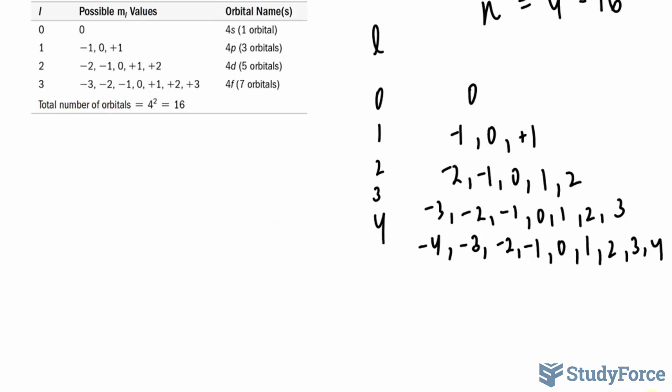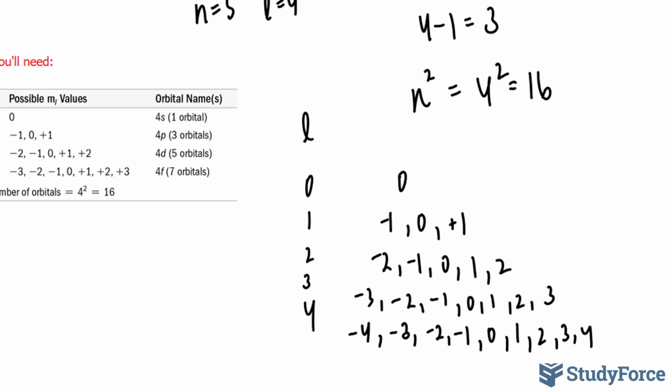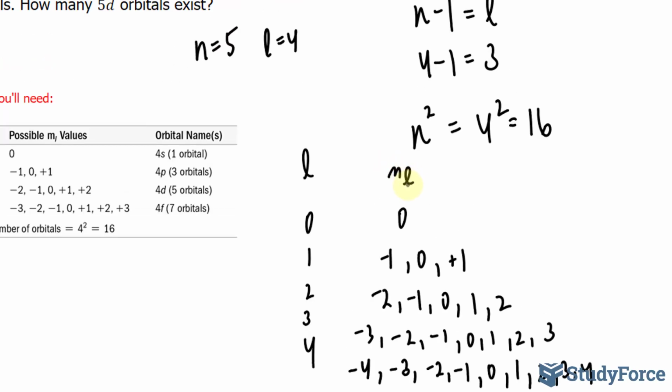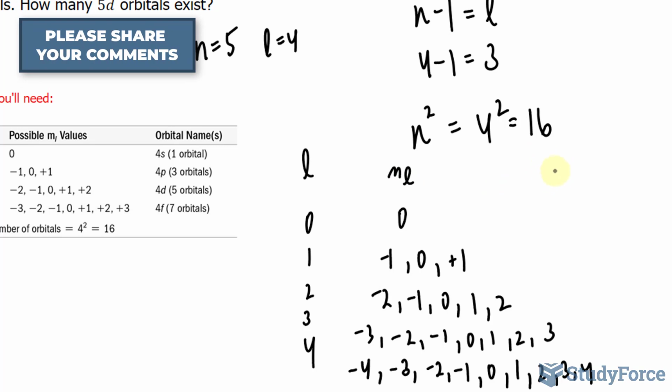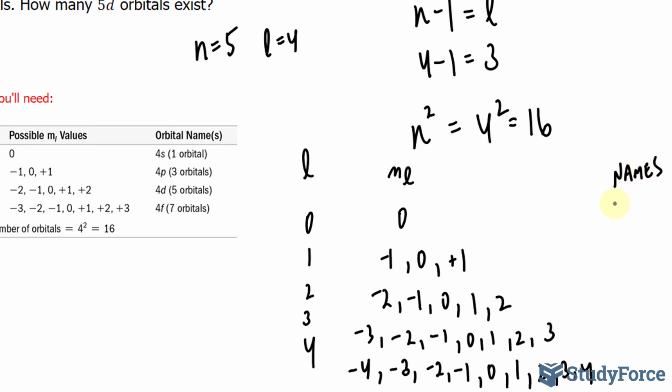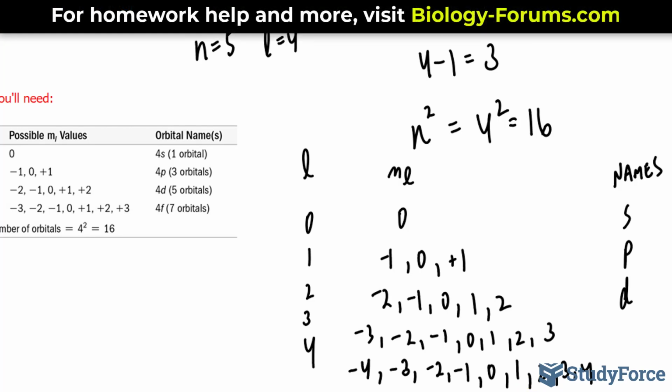Now let's fill in the orbital names. So once again, these were m sub L, and this will be represented as the orbital names. So I'll write down names. The first one is S, then P, then D, and that's where we'll stop because they're asking how many 5d orbitals exist, and the answer is 5.